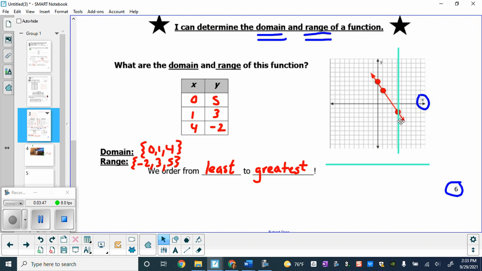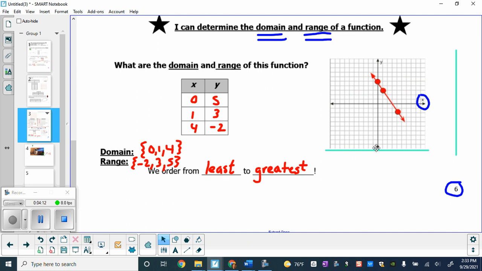And here's another point at over 4. So when we are looking at the x-axis here, that allows us to scan for the domain. Now let's scan for the range on the y-axis, okay? So on the y-axis, if I'm now scanning up and down along this y-axis, I see a point right here at negative 2. Then I see a point here at 3, and then another one at 5.